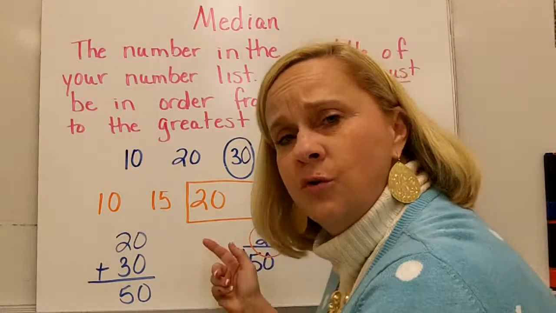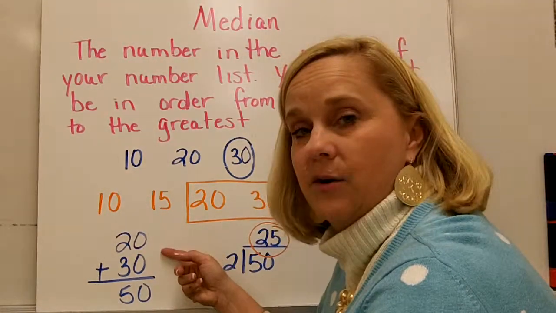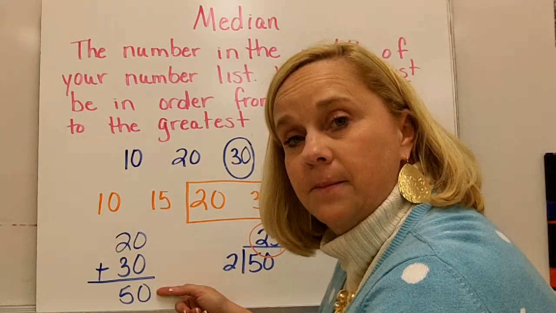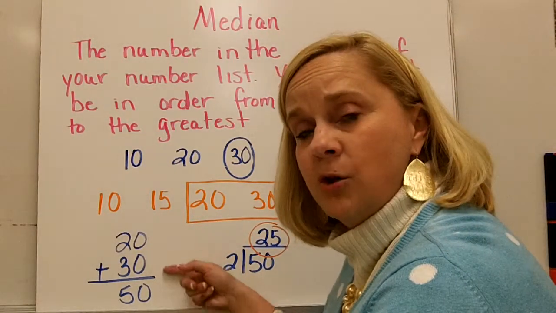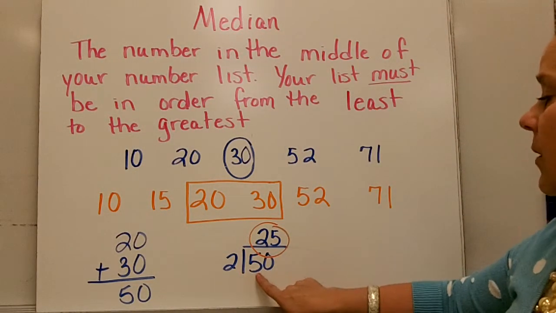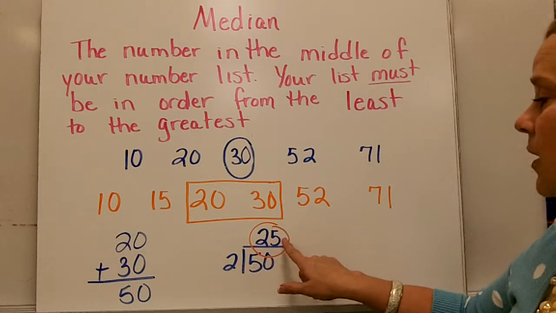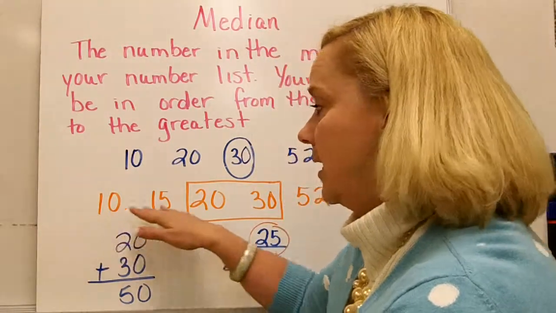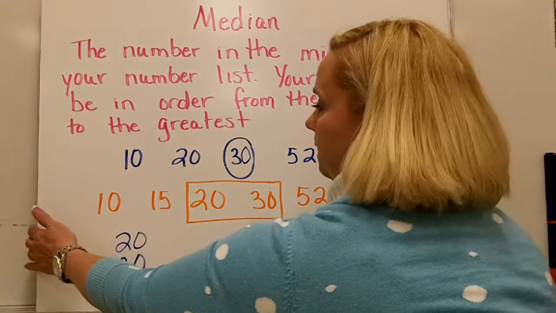So when I have 2 numbers in the middle, I'm going to add them together. So I've added 20 plus 30, which equals 50. Now I'm going to take the sum of those 2 numbers in the middle, and I'm going to divide it by 2. So I have 50 divided by 2 is 25, and 25 is my median number in this list of numbers.